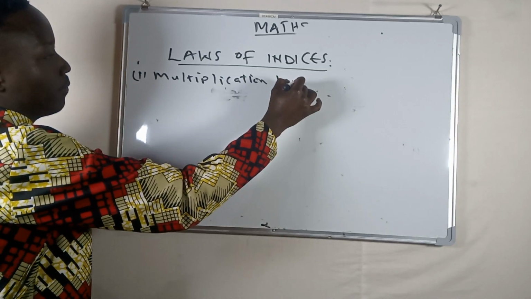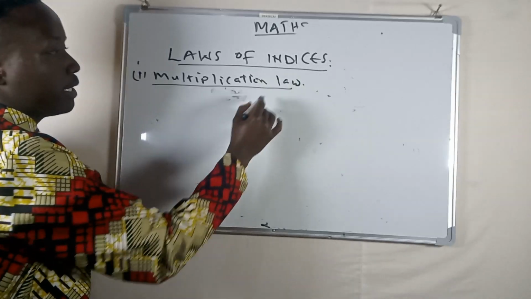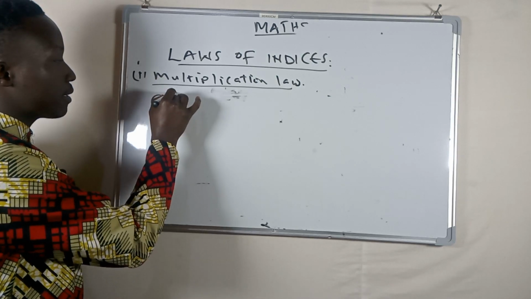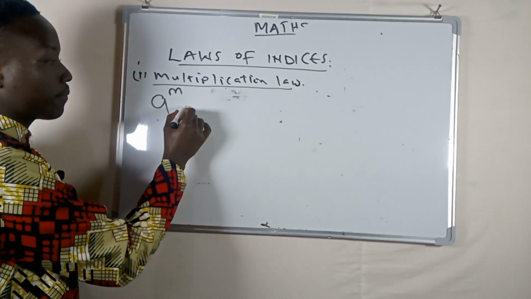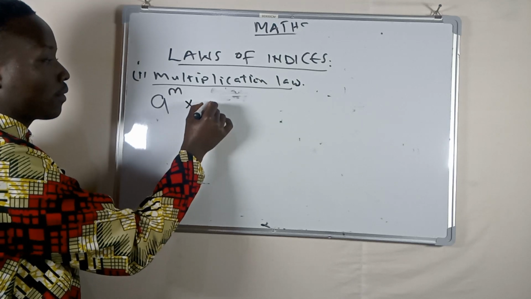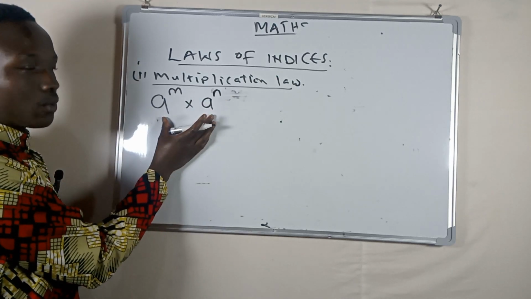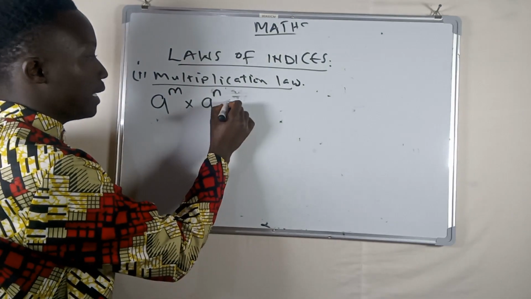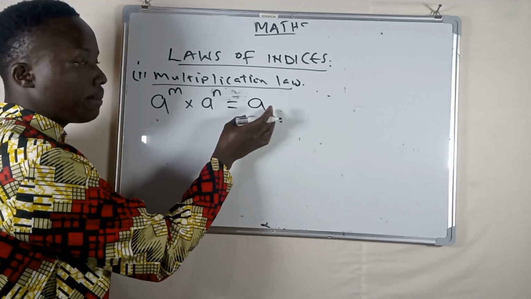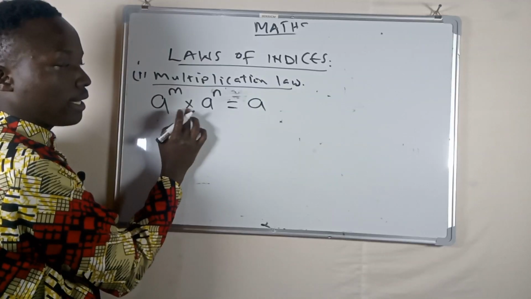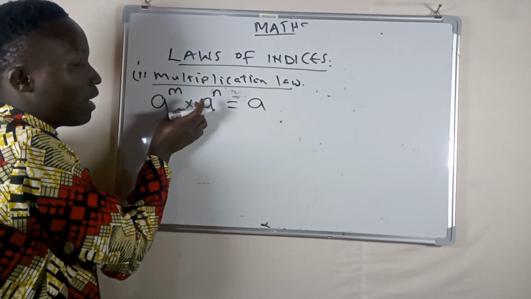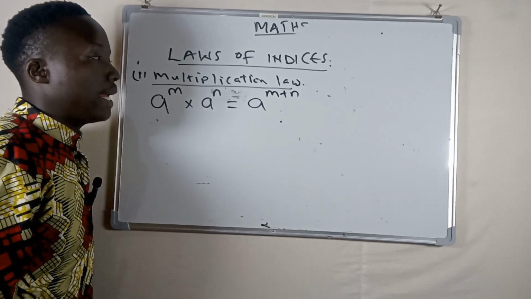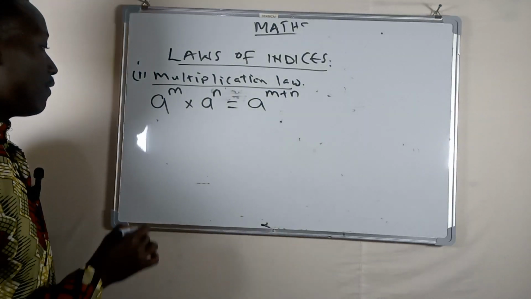Multiplication law simply states that when we are multiplying two numbers with a common base, and the power might be different or the same, the base remains constant. Note that when there is a multiplication sign, we add the powers. So it's going to be m plus n. That is our first rule.